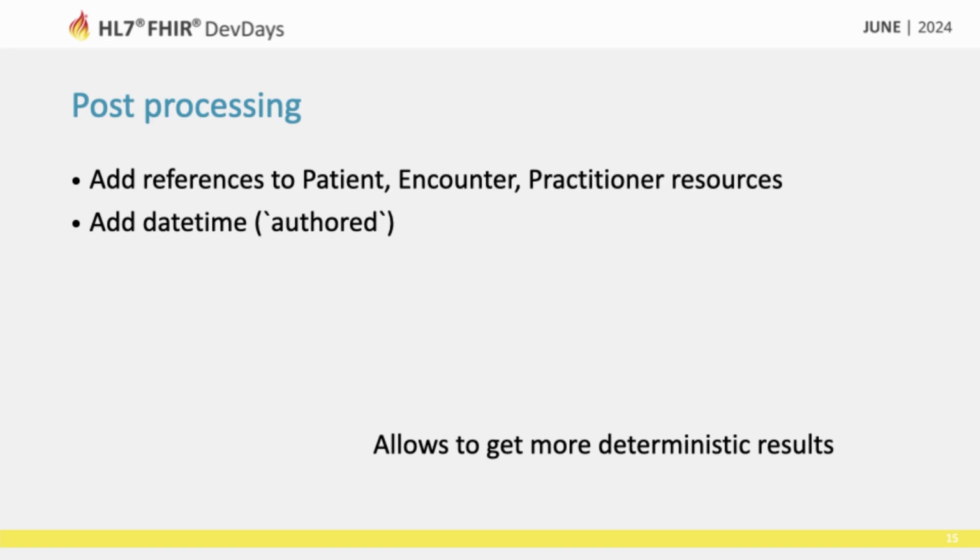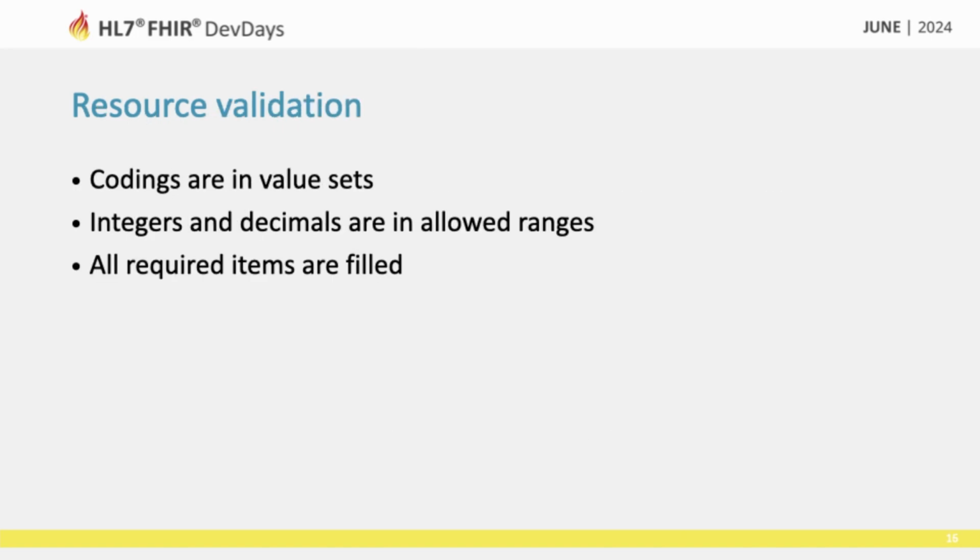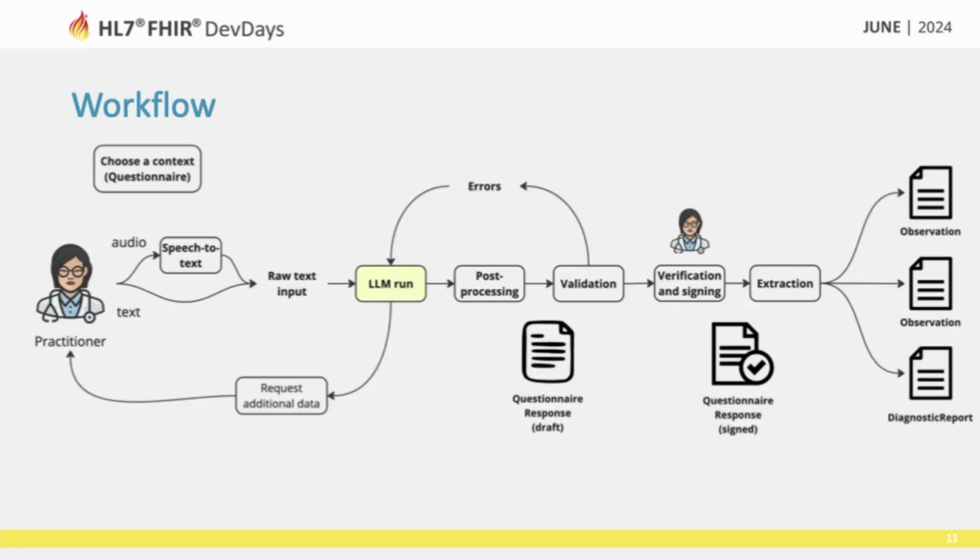What is that? At this stage, we add patient, practitioner, and encounter IDs and identifiers, and also append the date for this questionnaire response resource, so we make it a valid FHIR resource. Why do we use post-processing? Because these are quite deterministic tasks and we don't want the LLM to hallucinate. We rather do it in our code. Later we pass this questionnaire resource for validation, and in case of any validation errors, we return the list of these errors to the LLM and ask it to regenerate the output.